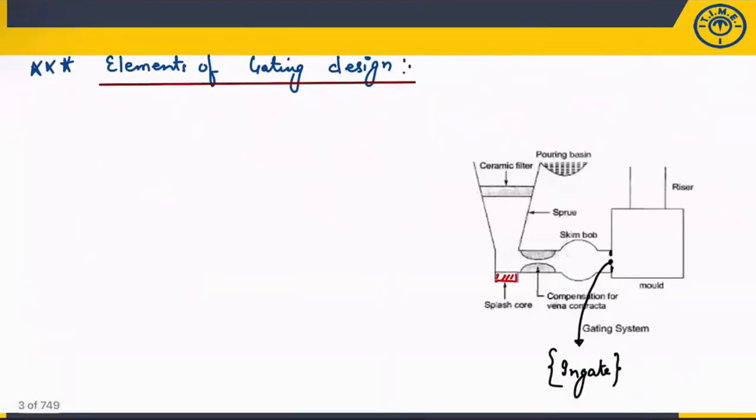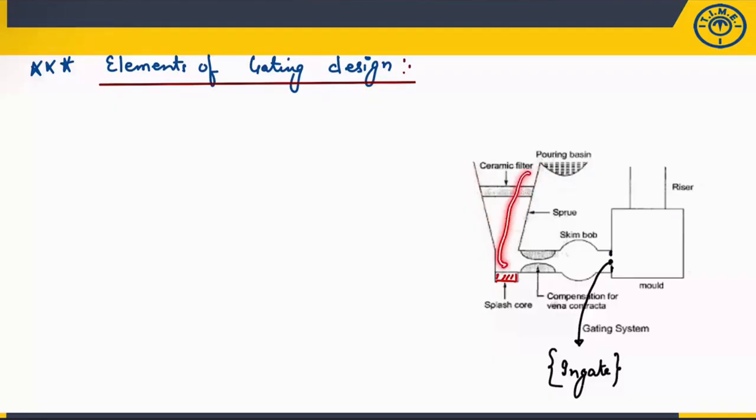So now the first topic is elements of gating design. I hope you already know there are certain gating elements through which the liquid molten metal will pour into the mold cavity. So the first one will be the pouring basin, which is this one, and then there will be a sprue, which is a vertical channel. The vertical straight channel you can see here.